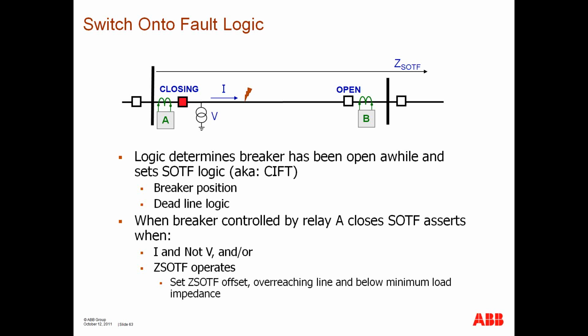Then you can also use an overreaching zone that may be an impedance characteristic, looking in all directions, where you're looking at that element to operate if there is a fault on the line when you close.